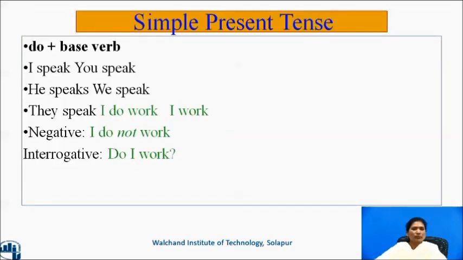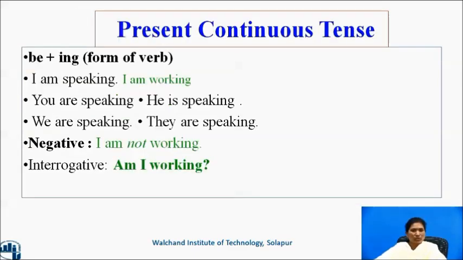In simple present tense, the examples: I speak, you speak, he speaks, she speaks, we speak, they speak. In negative, I do not work. Interrogative, do I work? Present continuous tense: we are using subject plus am, is, are plus ing form of the verb plus object. I am speaking, I am writing, I am working. Children are playing. Negative, I am not working.